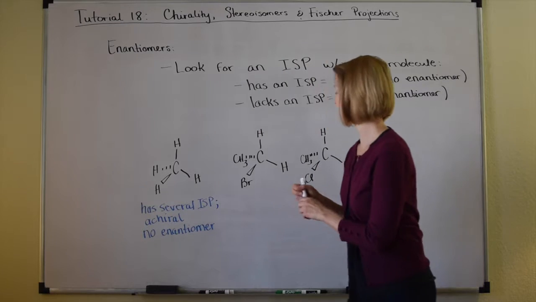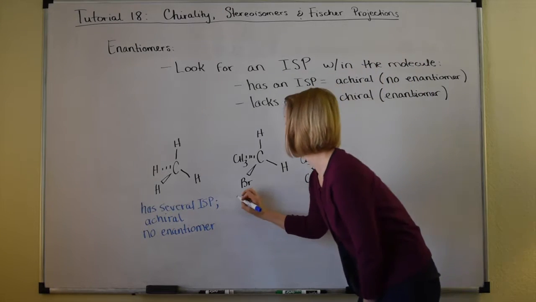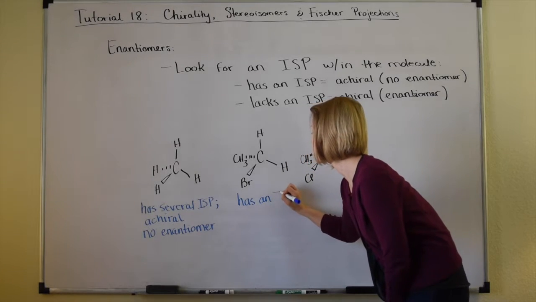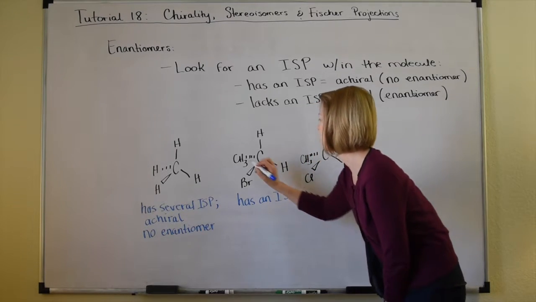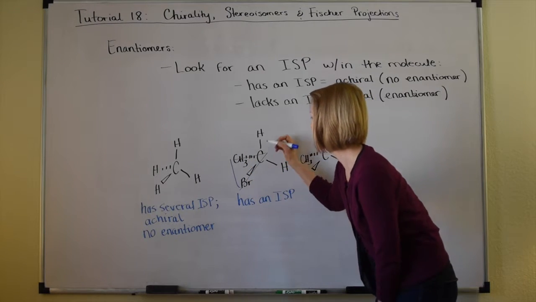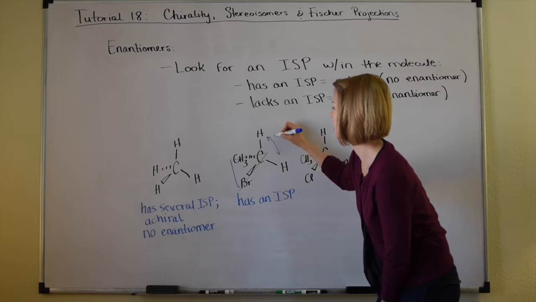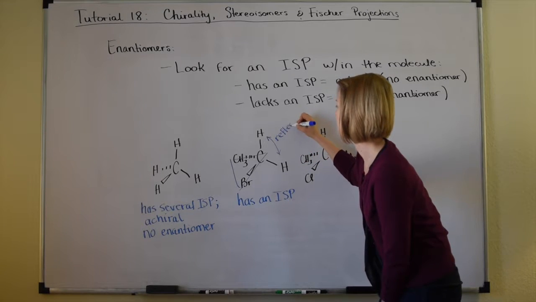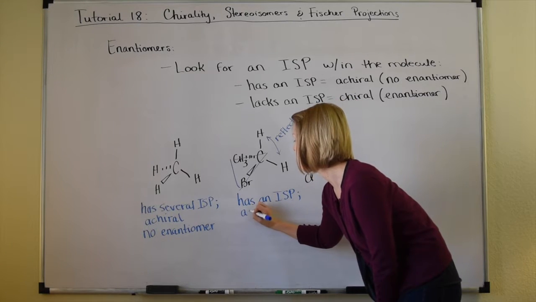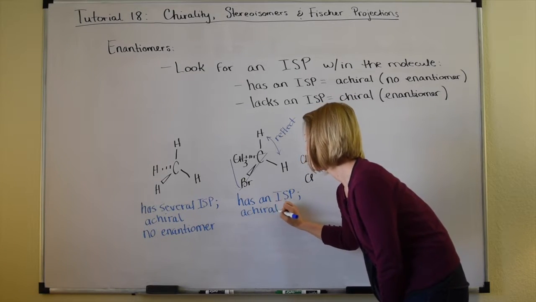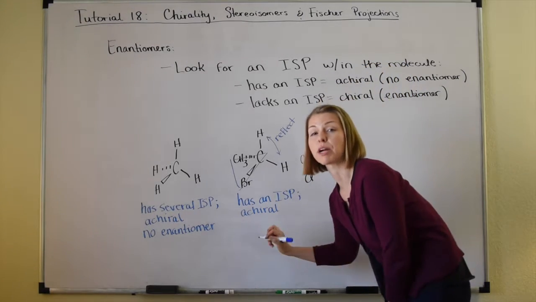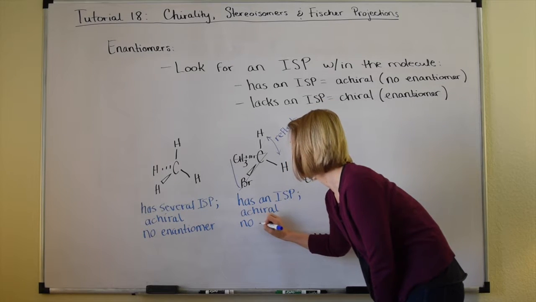All right, so let's write here that it has an internal symmetry plane, runs through this carbon and this bromine. Okay, the 2 hydrogens will reflect. Therefore, this molecule is also achiral, and its mirror image will be identical to it. So it does not exist as a pair of enantiomers. No enantiomer.